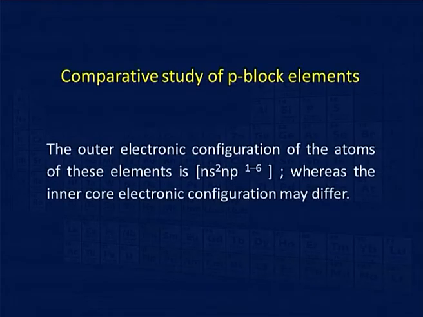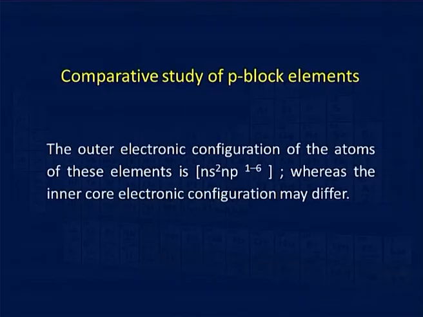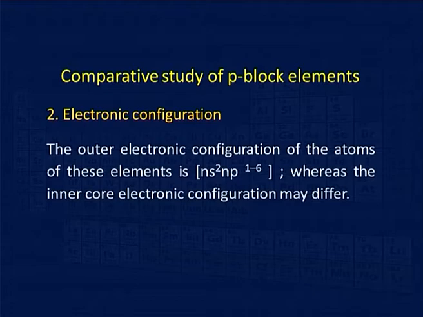The outer electronic configuration of the atoms of these elements has a general pattern of ns2 np1 to 6, meaning the s orbital is holding 2 electrons and the p orbital has from 1 to 6 electrons, that is 1 electron in the p orbital for the 13th group and 6 electrons for the last one, whereas the inner core electronic configuration may differ slightly.